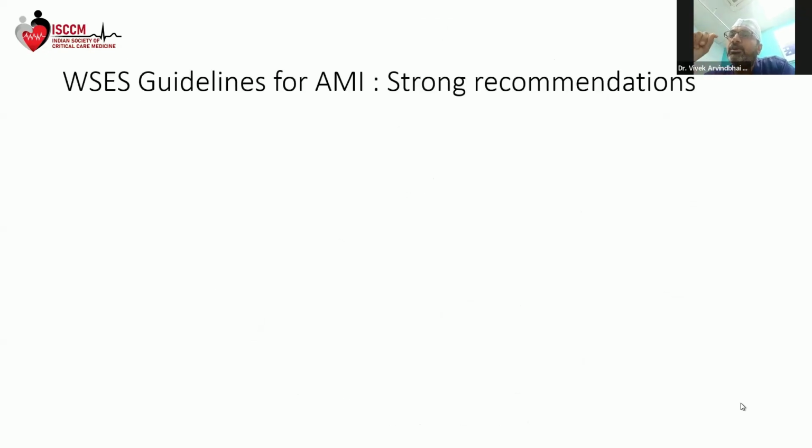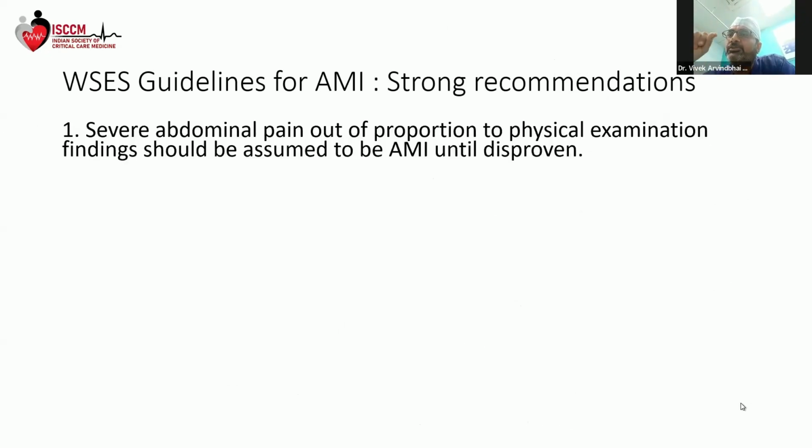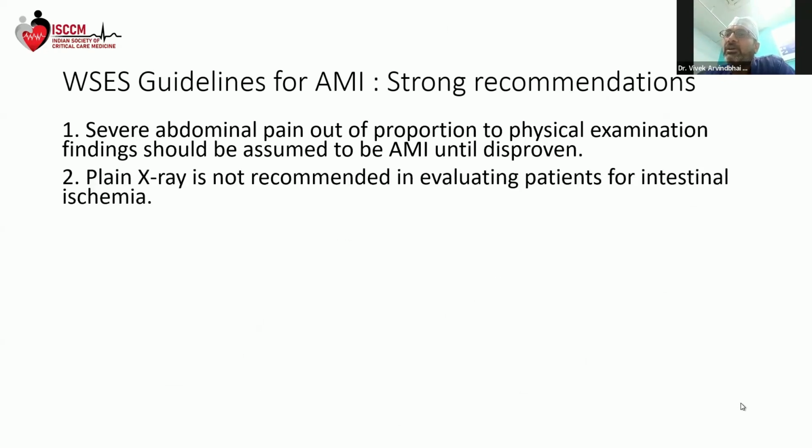Now comes the WSES guideline for acute mesenteric ischemia. These are the strong recommendations. As I have mentioned again, severe abdominal pain out of proportion to physical examination findings should be assumed to be acute mesenteric ischemia until proved otherwise. Plain X-ray is not recommended in evaluating patients for intestinal ischemia. The gold standard is always CT angiography.